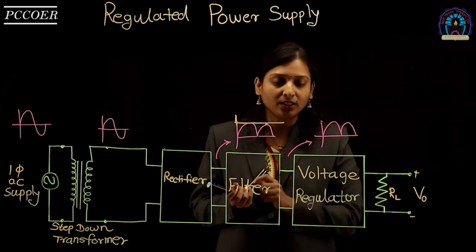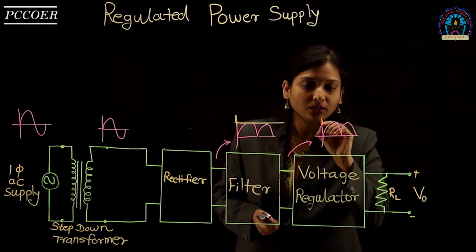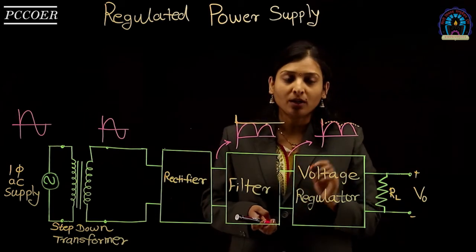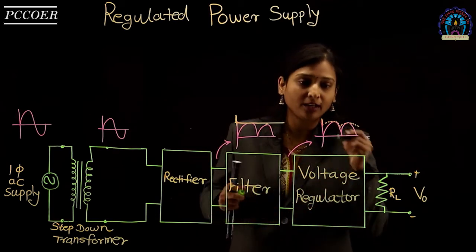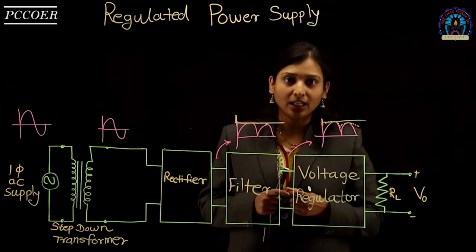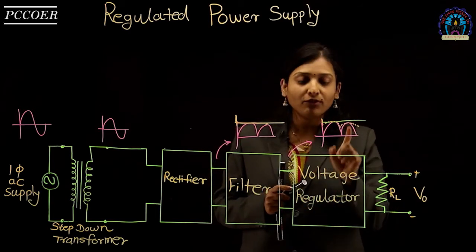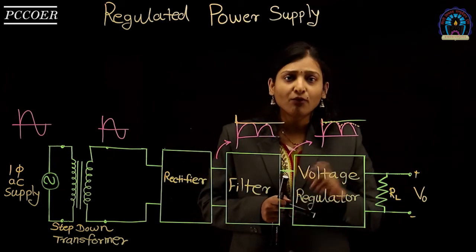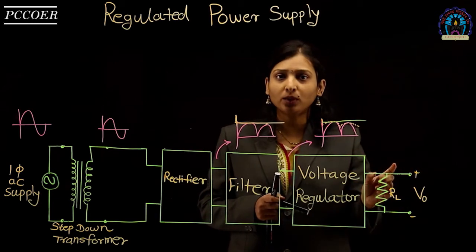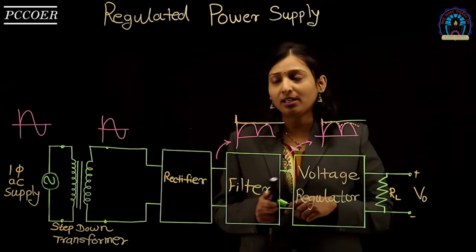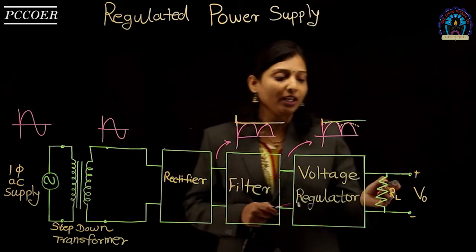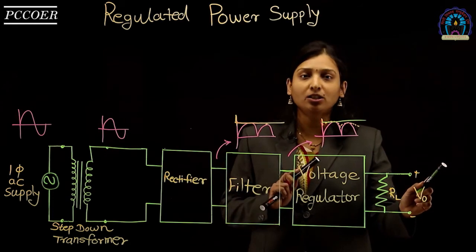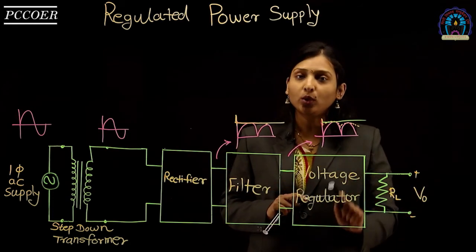So by using the filter, we get this generated output, but it's actually still not a DC. So for constant DC, we are using the voltage regulator. Voltage regulator is a circuit which generates a constant output voltage in any condition. For example, if your input fluctuates or if your load changes again and again, your output will be constant in any situation. So this is called a voltage regulator.